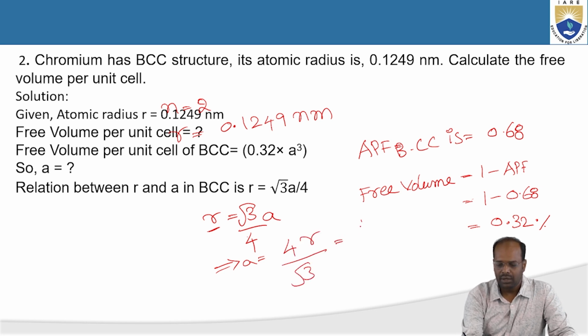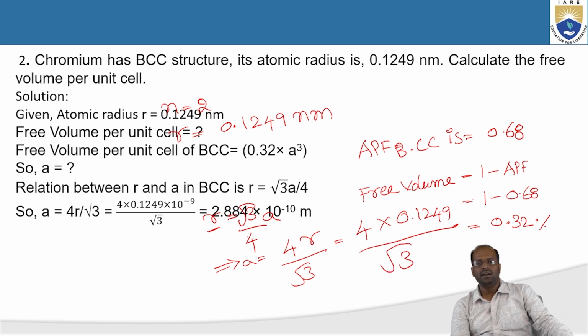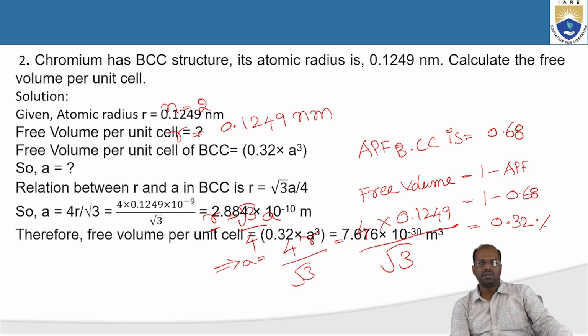So what is the lattice constant value? 4 into 0.1249 divided by root 3. Substituting that value, we get the resultant value 2.884 into 10 to the power of minus 10 meter as the lattice constant. We substitute this lattice constant value into the free volume per unit cell of the body centered cubic structure. Therefore, the free volume per unit cell for the body centered cubic structure is 0.32 into a cube.